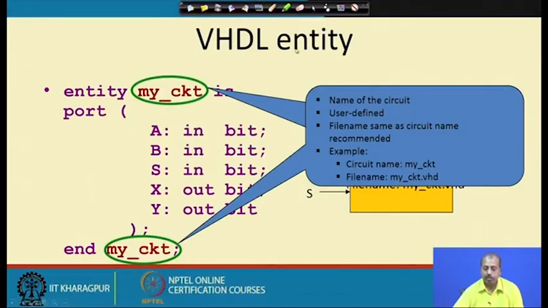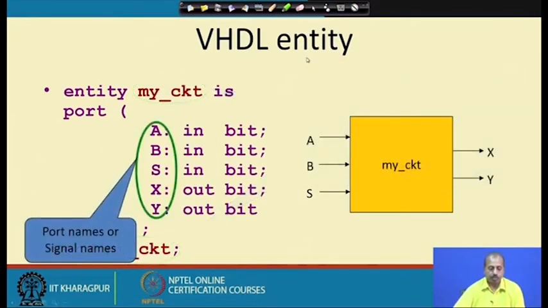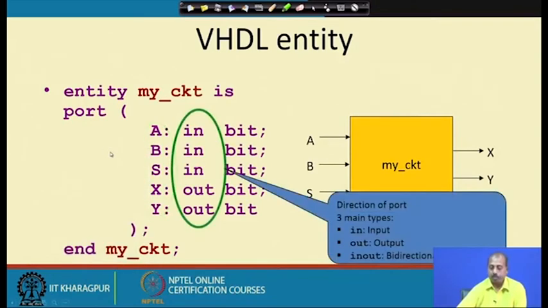Next, these are the port names A, B, S, X, Y. They are port names or signal names, the interfacing signals that we have. Again, the names here can be arbitrary and can be chosen by the user, but the same name cannot repeat. That restriction will be there.